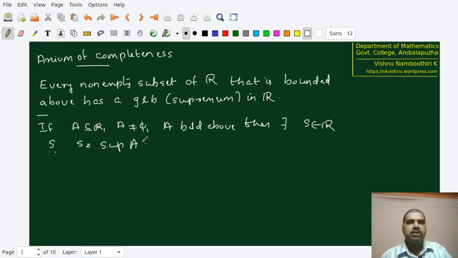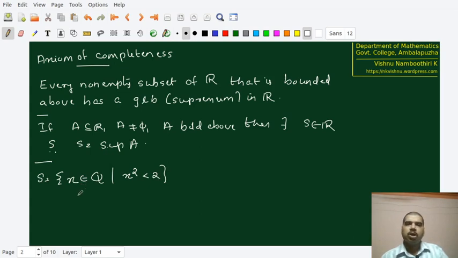Now, why do we say that this axiom makes R something special compared to Q? Just recall that we have already seen that the square root of 2 is not a rational number. So, if we consider the following set, S is equal to the set of all x in Q, rational numbers, such that x squared is less than 2, then this set is non-empty because 1 belongs to S. And this set is bounded above in Q, and one obvious upper bound is 2 itself.